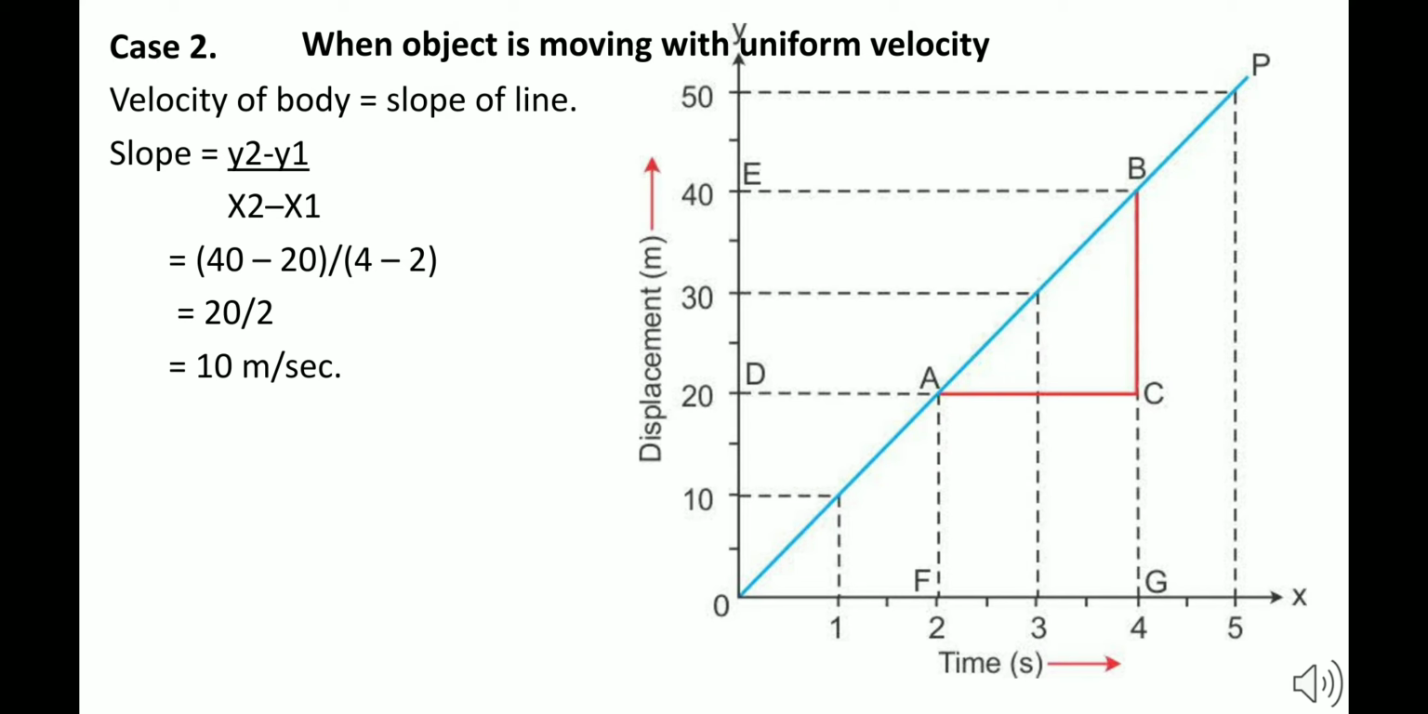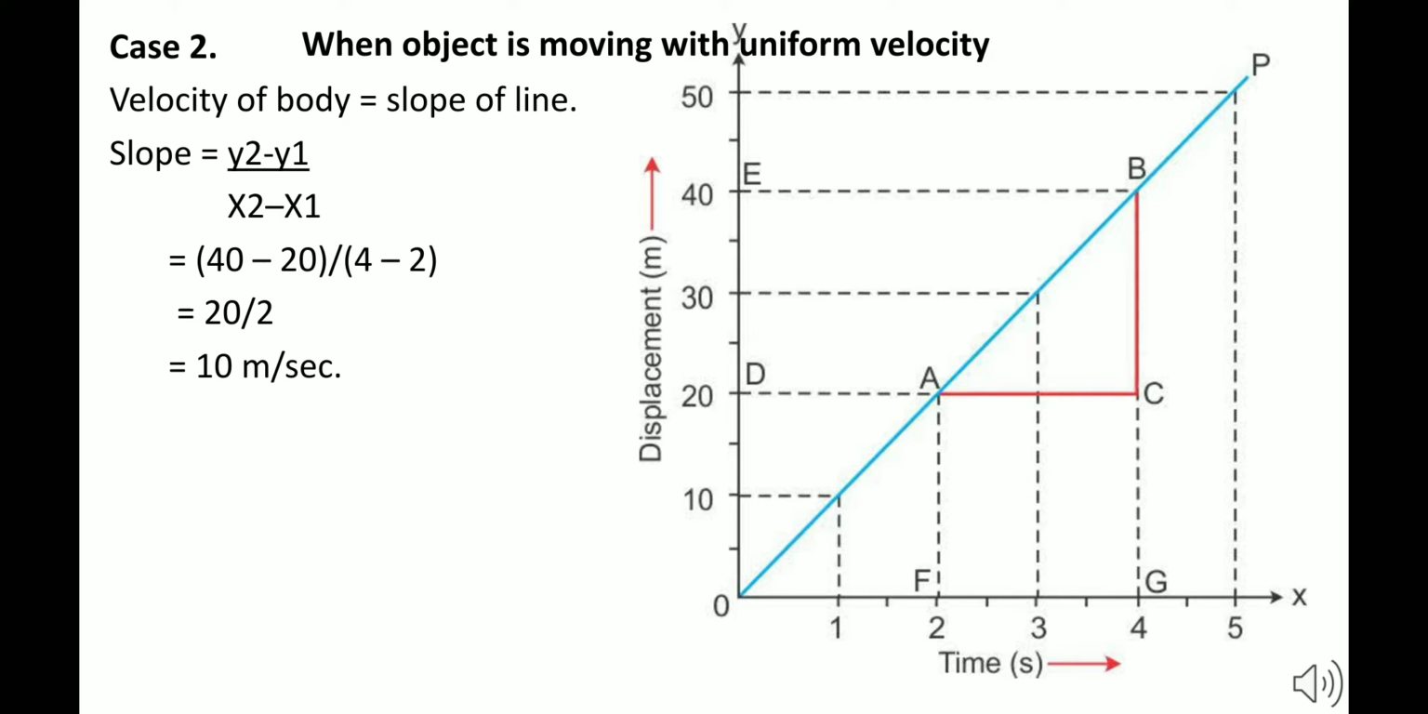Case 2 in displacement time graph is when the body is moving with uniform velocity. Now here in this graph you can see a straight blue line which is inclined to the x and y axis with an angle. This blue line is showing the graph of the body which is moving with uniform velocity. That is, the body is moving equal distances in equal intervals of time, and therefore we get a straight line.